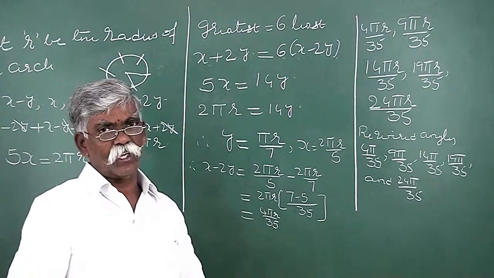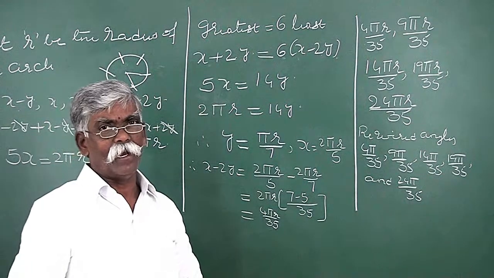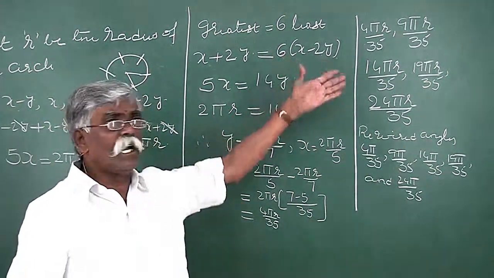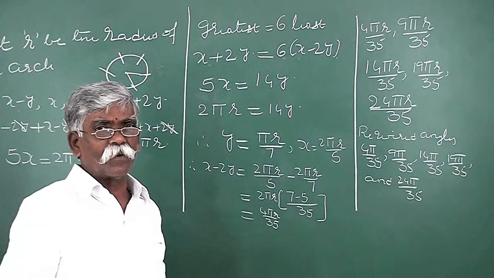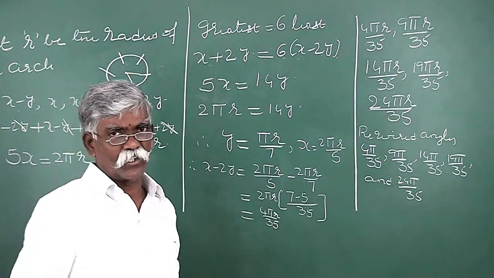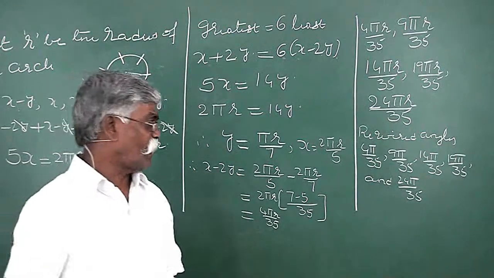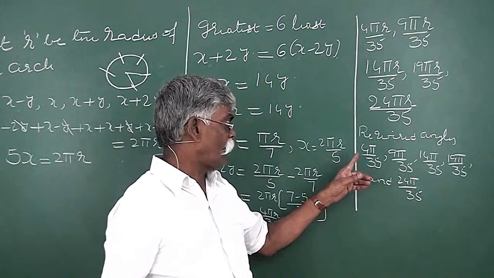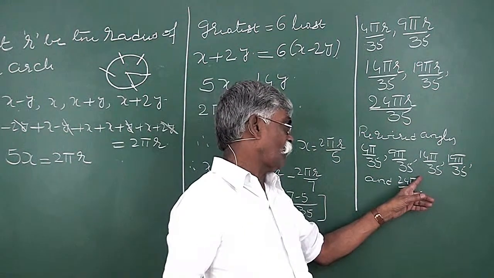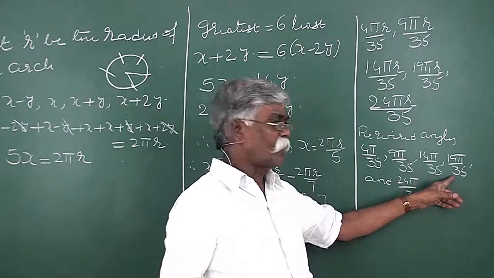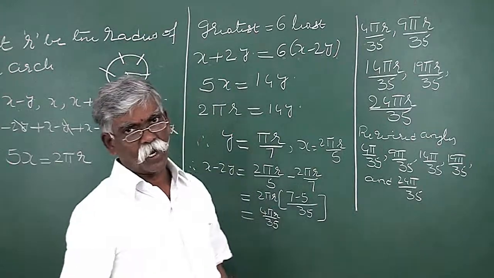And theta is equal to the length of the arc L by r. So if we divide all these by the radius, the angles subtended by the 5 parts of the circumference are 4 pi by 35, 9 pi by 35, 14 pi by 35, 19 pi by 35, and 24 pi by 35.